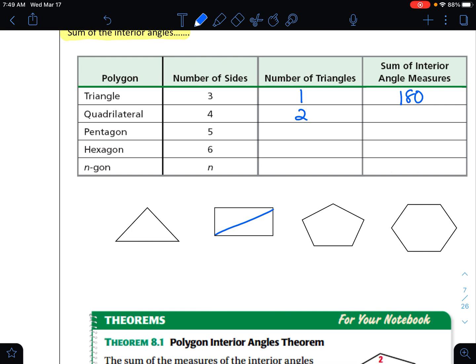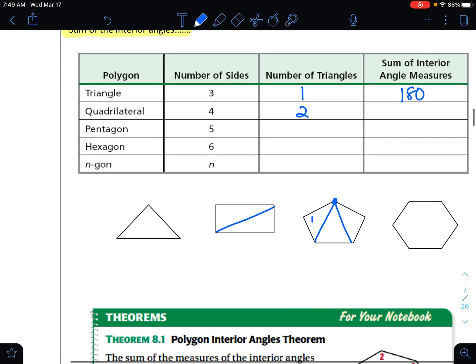Let's take this pentagon. I'm going to start at one vertex, maybe this one, and I want to draw as many diagonals as I can. So from this one vertex, I can draw just 2, because if I draw any more, I'm just drawing over the side. Okay, and so what I see here is 1, 2, 3 triangles. Back here on the quadrilateral, I only had 2. So back up to my table. If I'm dealing with a 5-sided shape, a pentagon, I can break it into 3 triangles, okay? And then let's do one more with a hexagon.